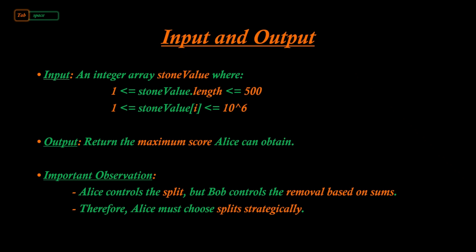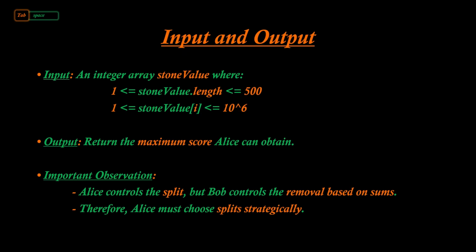The input is an integer array called stone value. Each element represents the value of one stone. The constraints allow up to 500 stones and every stone can have a value as large as 1 million. The output is a single integer representing the maximum score Alice can obtain.